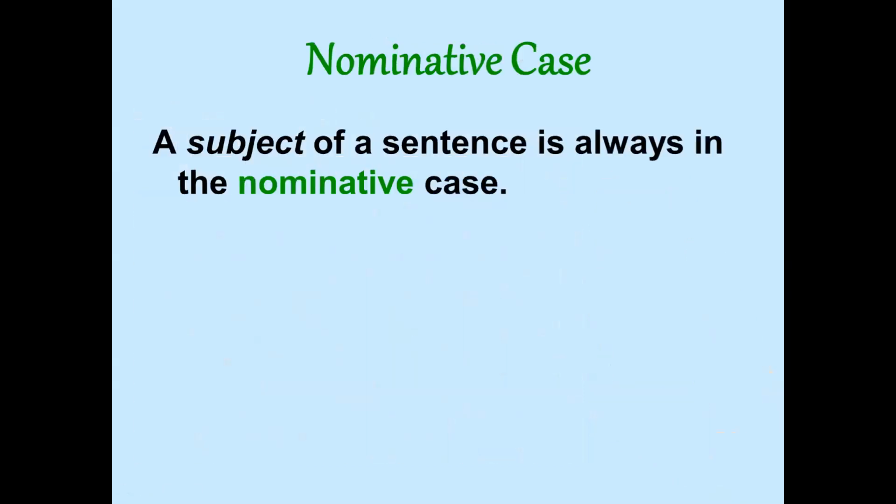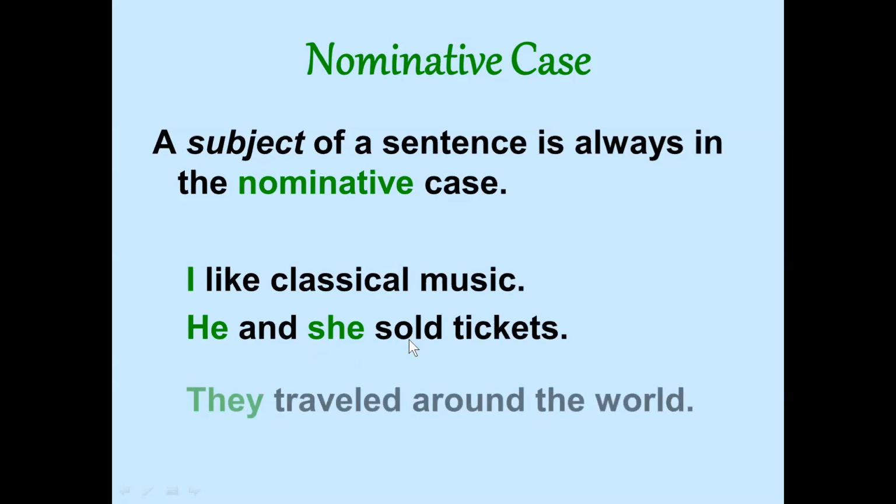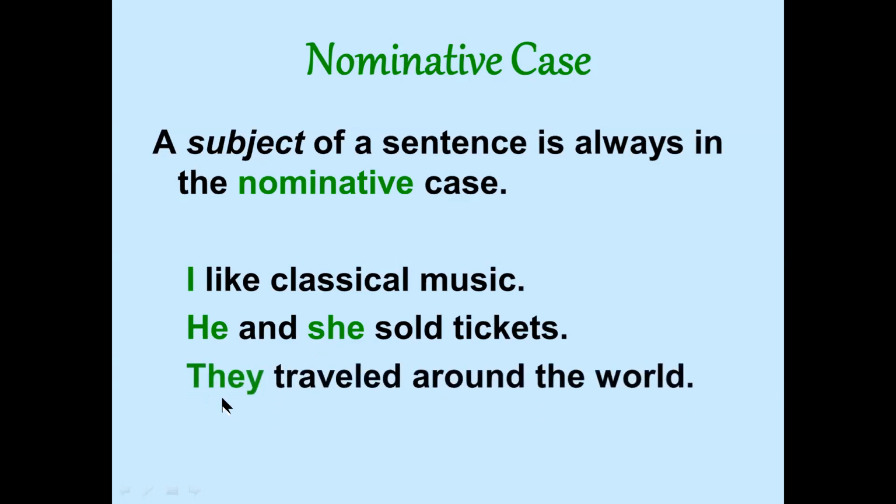Let's start with the nominative case and see when I use the nominative case. First of all, a subject of any sentence is always in the nominative case. So, I like classical music. I is the subject for the verb like. So I have to put I in the nominative case. He and she sold tickets. He and she, they are the subject of the verb sold. They traveled around the world. They is the subject of the verb traveled.